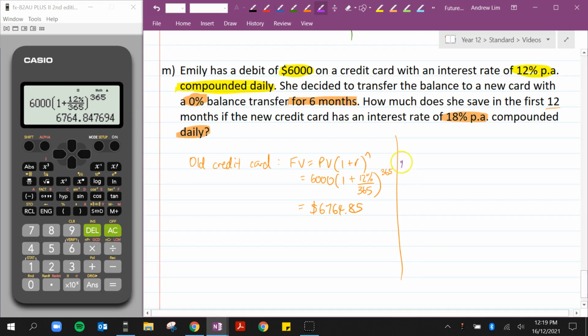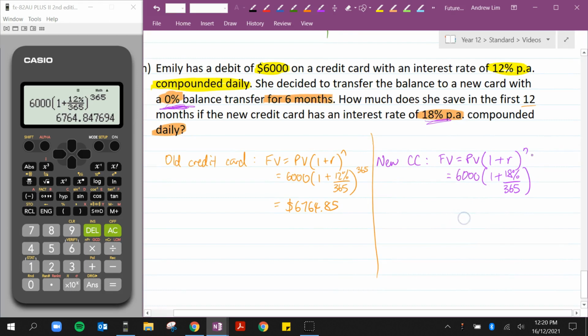But with a new credit card, future value is equal to present value times 1 plus r to the n. She owes $6,000 times 1 plus the new rate, which is only 18%. But that's compounded daily, so we have to divide that by 365. But she only needs to pay interest for 6 months, or half a year, because the first 6 months is interest free, 0%. So how are we going to convert that?